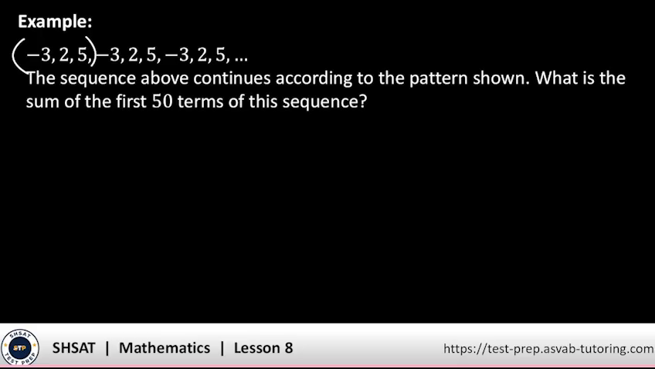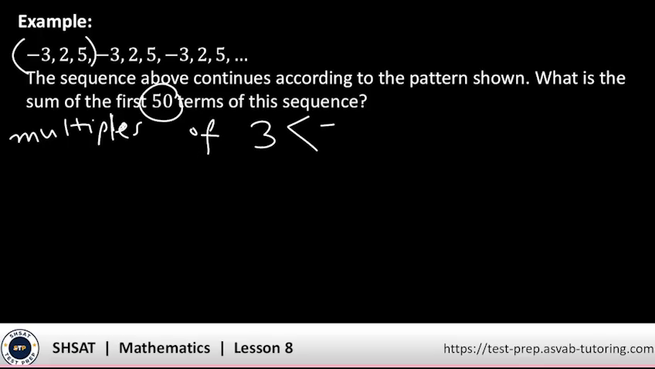If you think about it, it's going to go on and on. For the third term, it's 5. Again, for the sixth term, it's 5. For the ninth term, it's 5. Because it's asking for the first 50 terms, let's figure out the multiples of 3 which are less than 50.